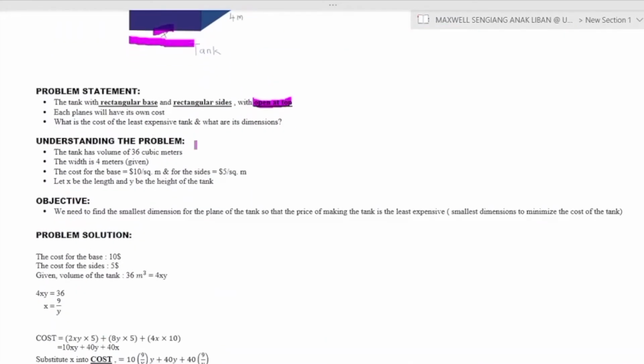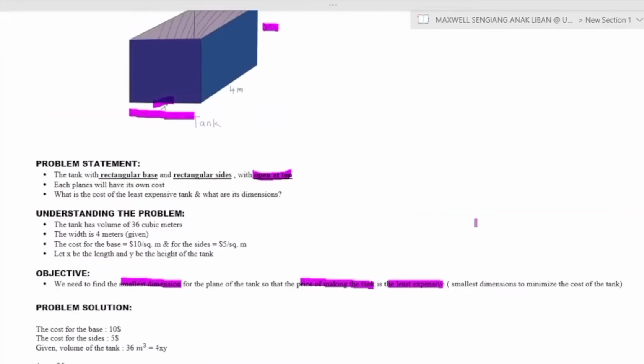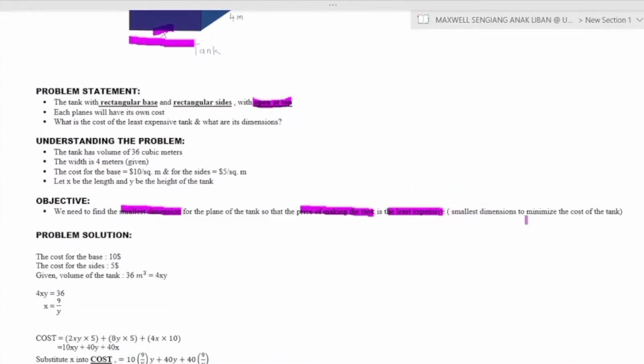The objective of the question is that we need to find the smallest dimension for the planes of the tank, so that the price of making the tank is the least expensive. So here is the keyword for the question. To make it clear, what is the smallest dimension to minimize the cost of the tank?